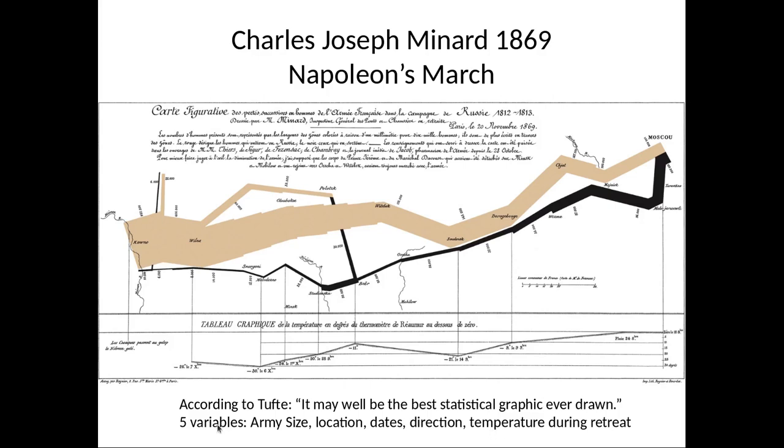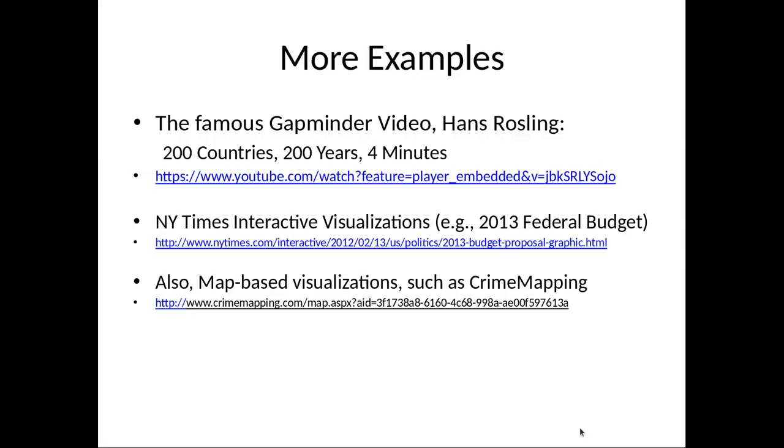It shows 5 variables: the size of the army by the width of the band, location by the labels, the dates on the time scale, the direction. So the direction is shown by whether the strip is gray or black, and the temperature during retreat. So let's move on. Let's see some more examples.